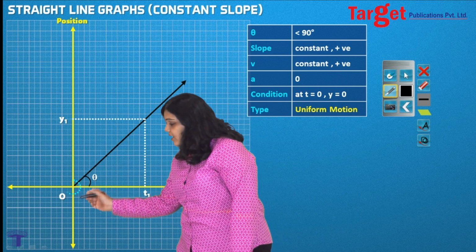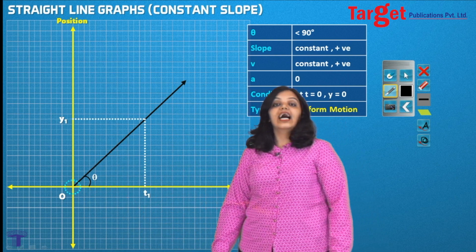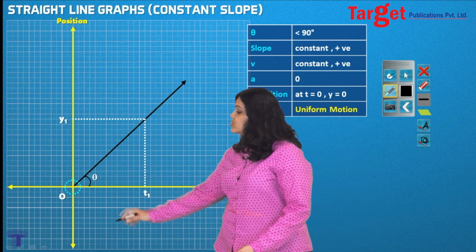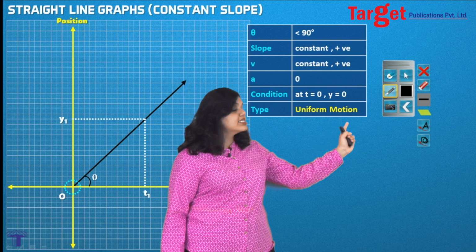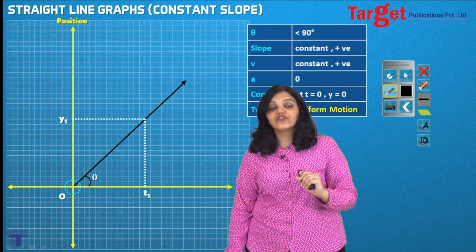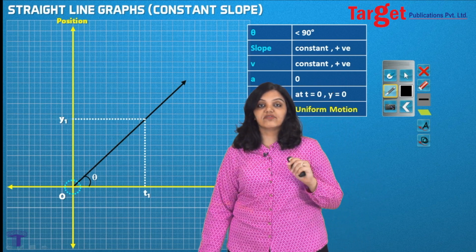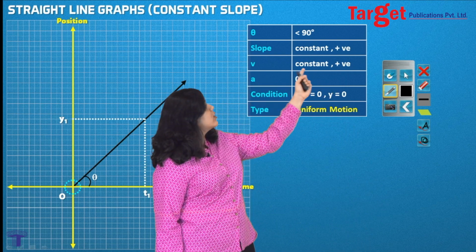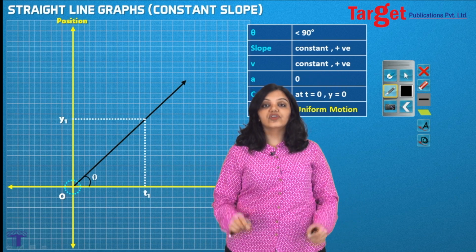Yes, you can see that the graph starts from t equal to 0, which means that the value of y at t equal to 0 is y equal to 0, and therefore this condition is also true. Finally, is the type of motion uniform motion? Yes, because what is the definition of uniform motion? By definition, uniform motion is motion with constant velocity, and we can see that the velocity is constant. Therefore, this graph represents uniform motion.